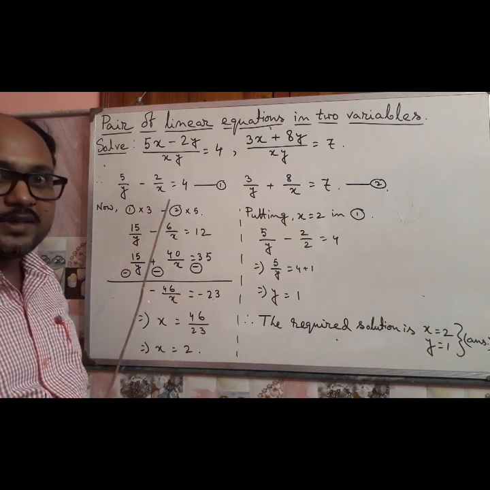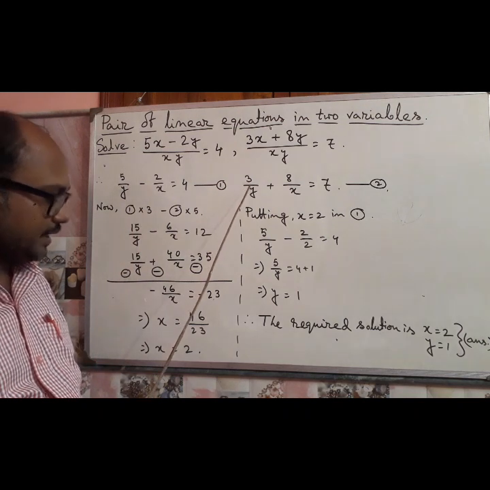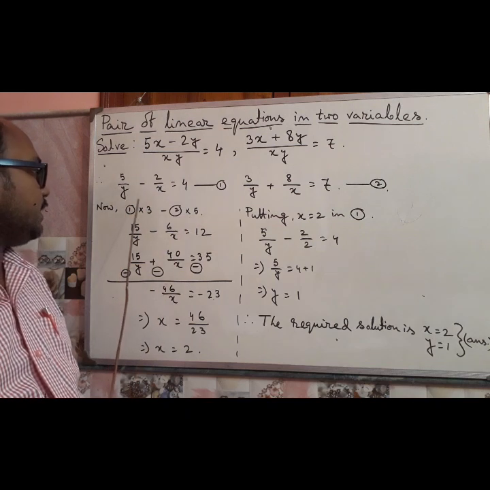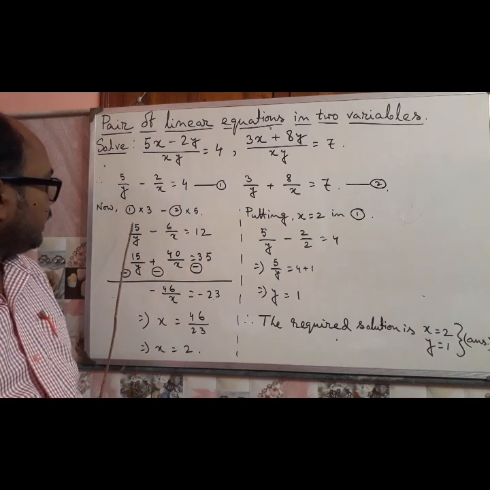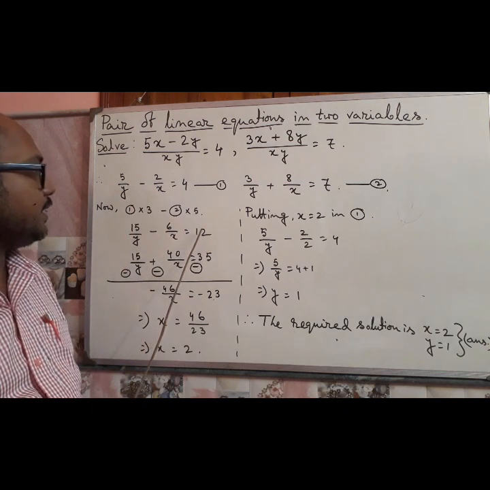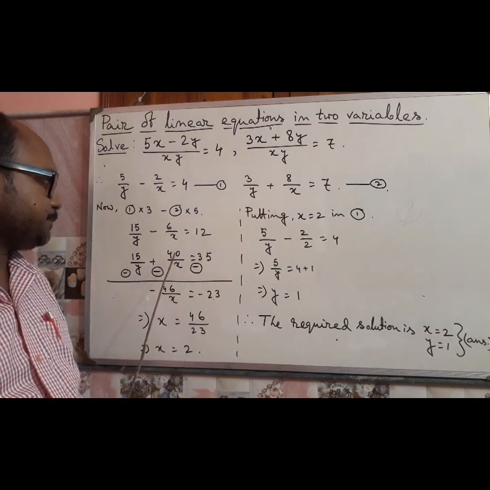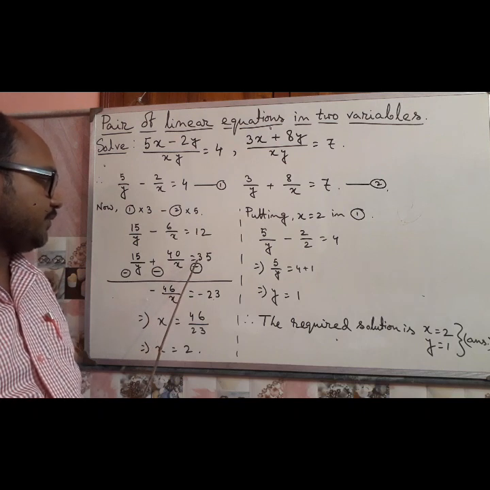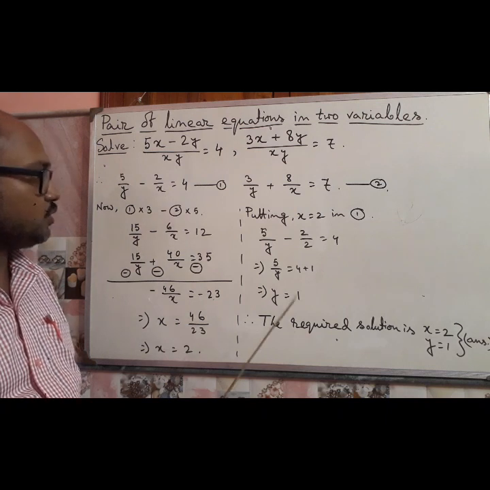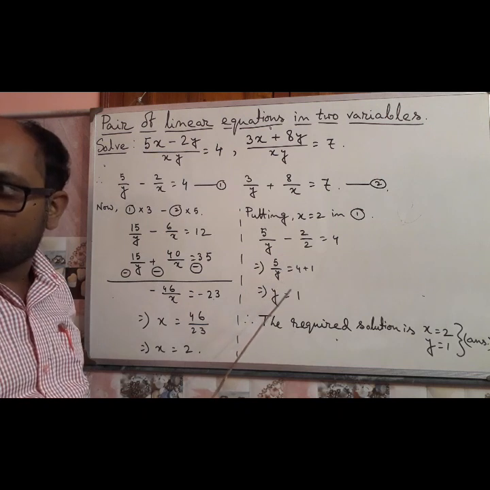Now use the elimination method to find the values of x and y, that is, multiply the first equation by 3 and the second equation by 5. If we multiply the first equation by 3, it will be 15 by y minus 6 by x is equal to 12, and if we multiply the second equation by 5, we will get 15 by y plus 40 by x is equal to 35. Then by subtraction we will get x is equal to 2, and putting x is equal to 2 in the first equation, you will get y is equal to 1.